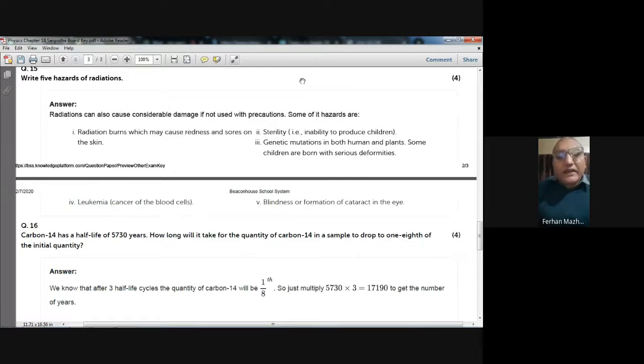You can also find the hazards of radiation in your book, okay? But we are writing the answers which the knowledge platform provided us in their marking. But you can also write the answer from your book directly.